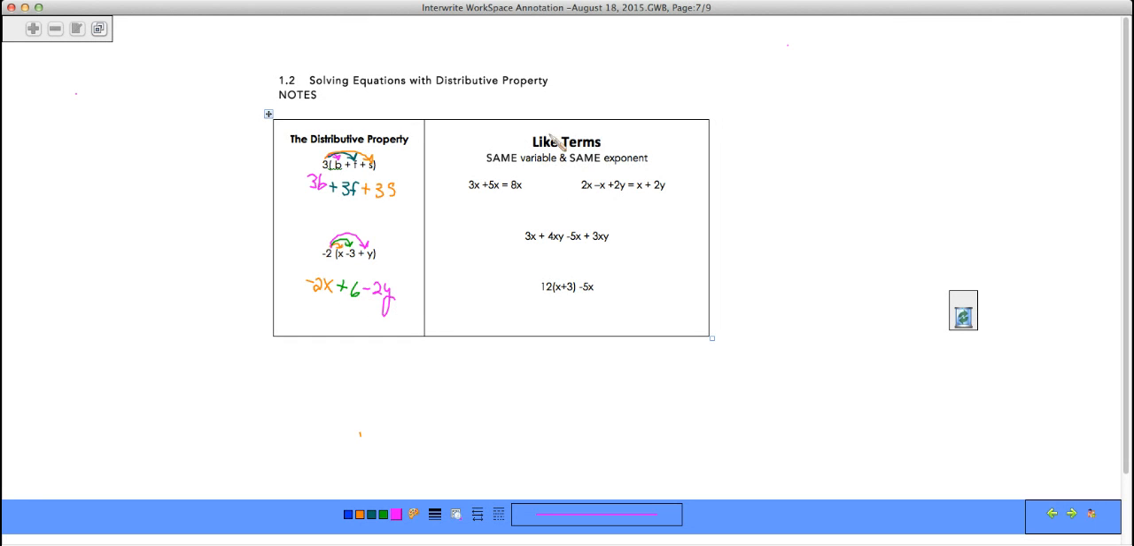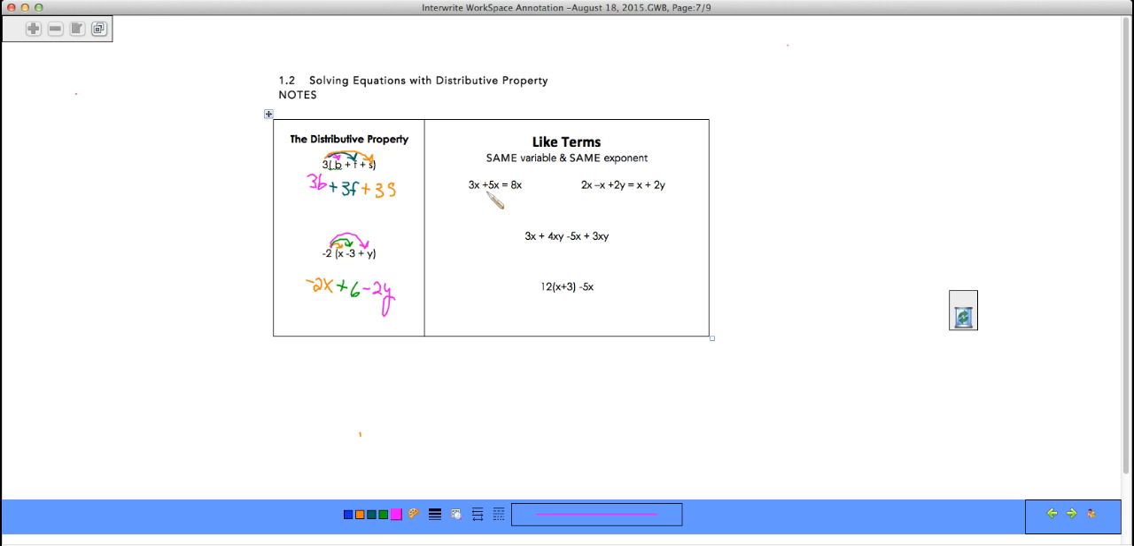The next thing we need to know is what like terms are. We have to be able to combine like terms. So like terms are the same variable and the same exponent. For instance, here I have 3x plus 5x. That's the same variable, and in both cases, that's x to the first power. Okay, so I have 3x plus 5x is 8x.